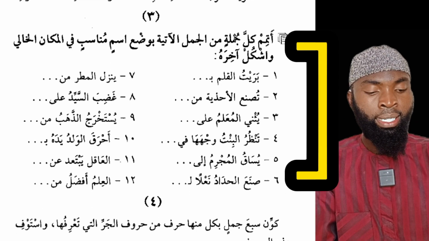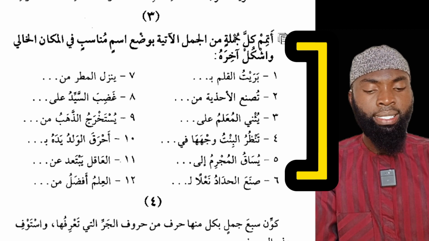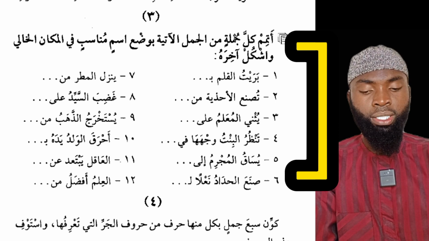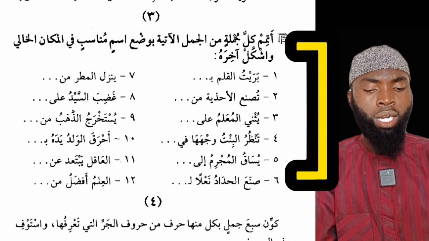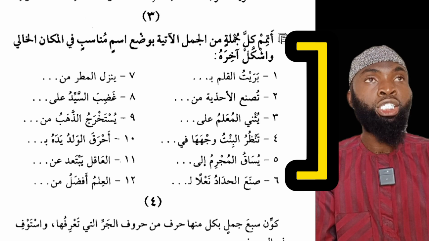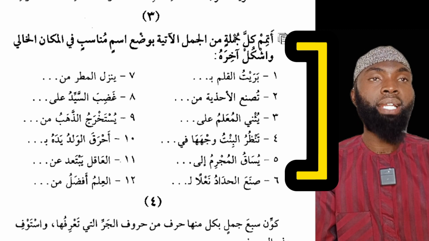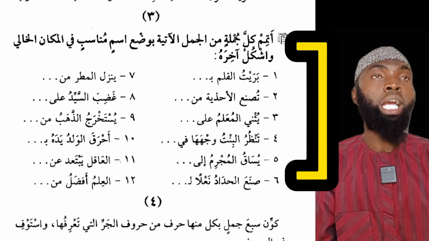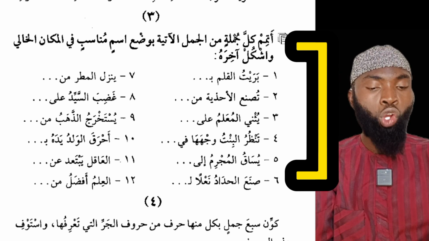Tamrin al-Thalith, exercise number 3. The instruction says atmim kulla jumalin min al-jumal al-atiya. Complete each of the following sentences biwadi'i ismin munasibin fil makan al-khali, by placing an appropriate noun in the blank spaces, washkul akhirah, and record the ending of this noun. Number 1, I have baraitul qalama bi. I sharpen the pen with what? Bil mibarati, with the sharpener. Next, we have yuthnil muallimu ala. The teacher praises the student. We say yuthnil muallimu ala talibi.